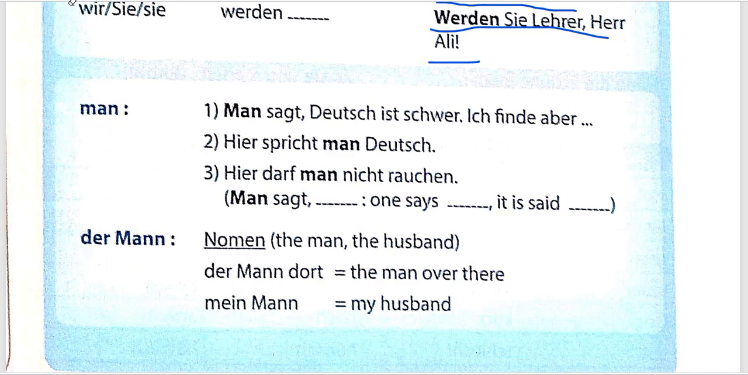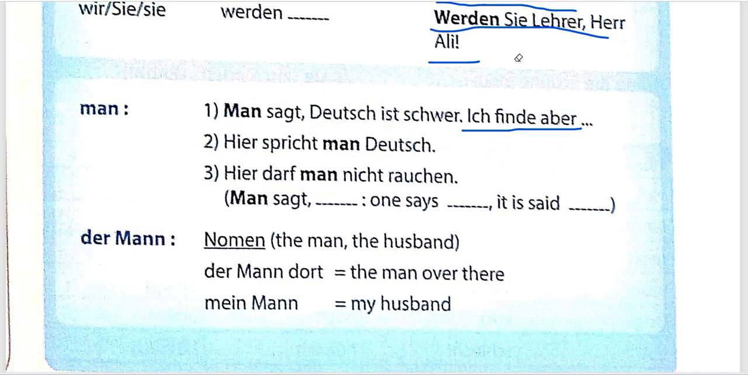This is a new grammar topic. We're done with werden. So let's take a few examples to understand this. Man sagt, that means one says, or man as in man says. What's the difference basically they are going to be telling you? So man sagt is one says. Deutsch ist schwer. Ich finde aber blah blah blah. That means one says that German is difficult, but I find it rather, but, and then whatever they wanted to say. First sentence done. Hier spricht man Deutsch. That means here one speaks German. Third one. Hier darf man nicht rauchen. Here one is not allowed to smoke.